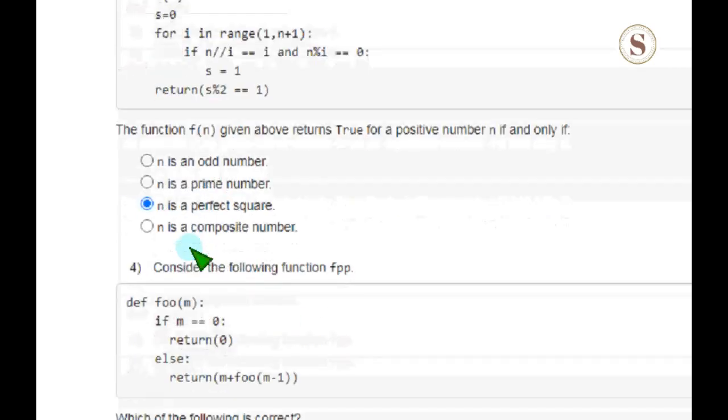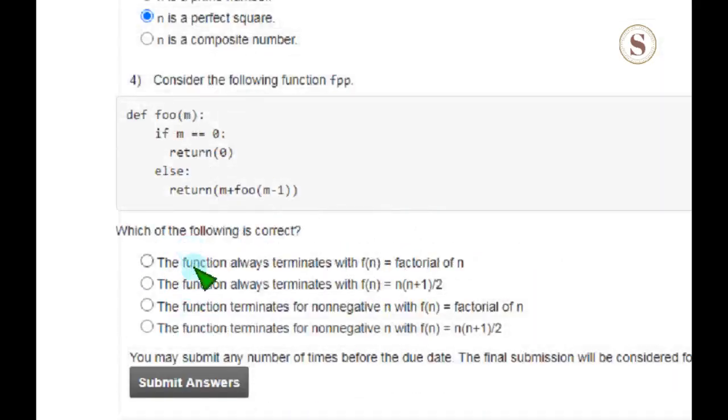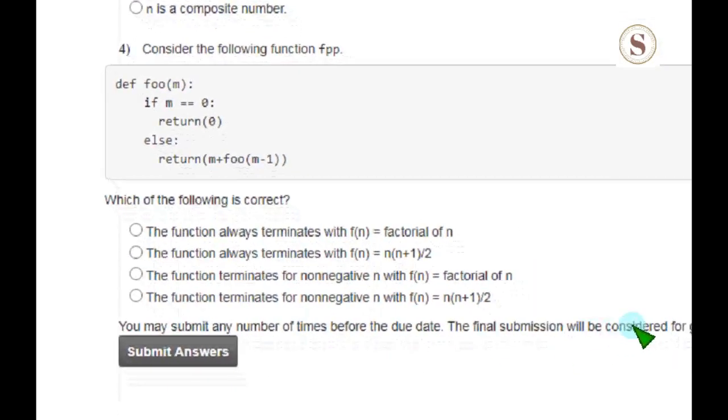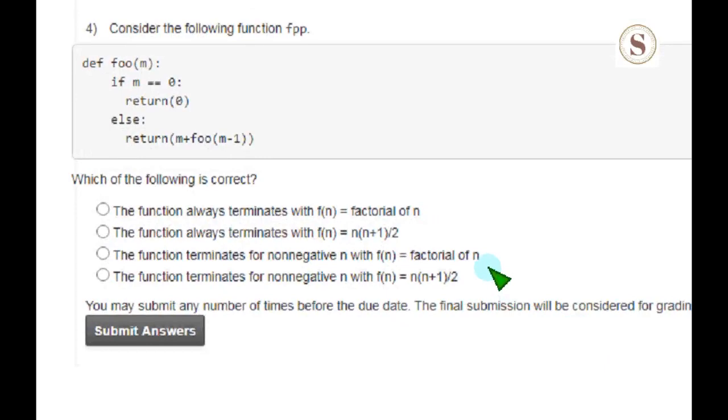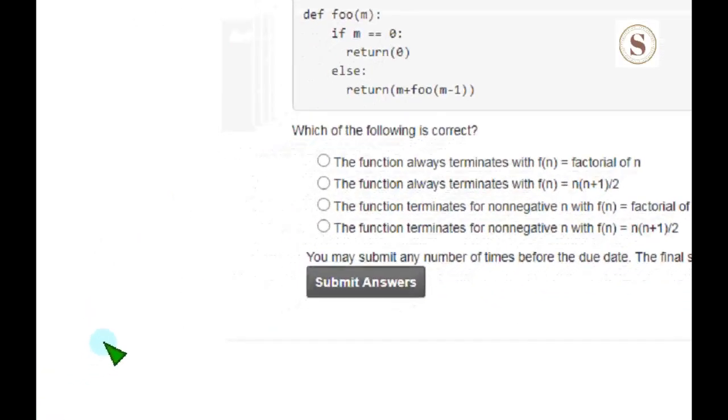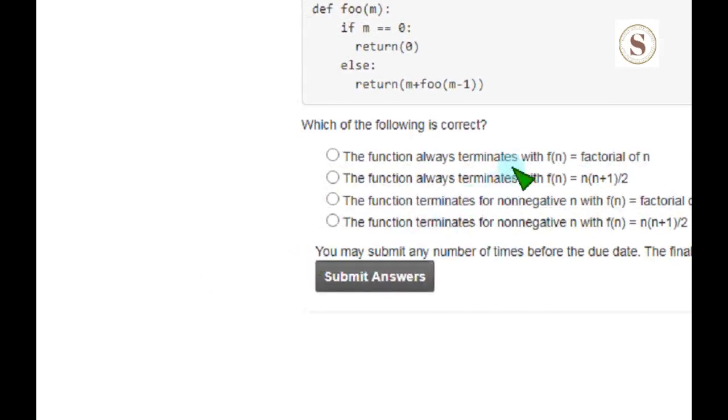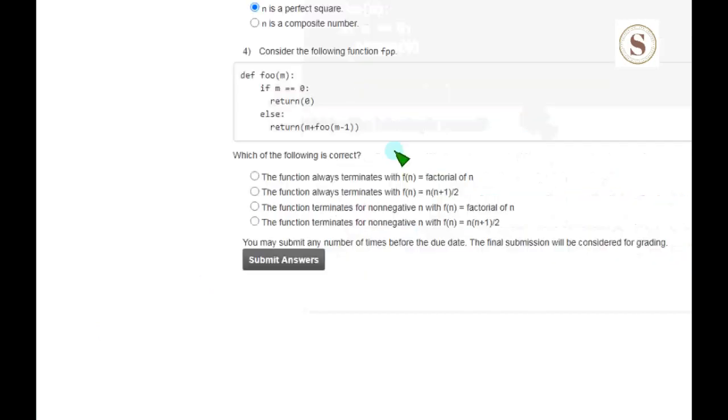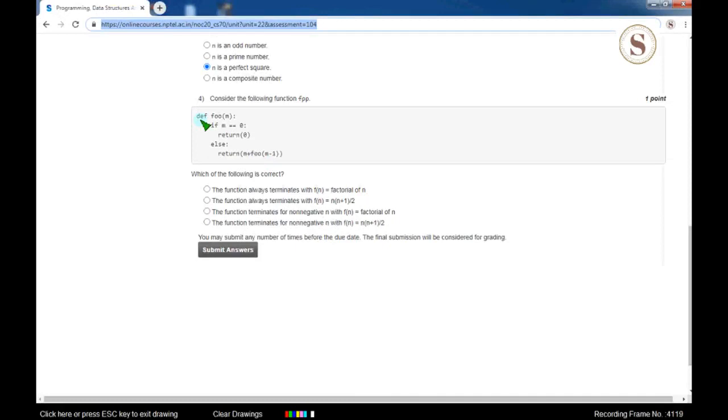And coming to the final question of this week one, that is the fourth question. Consider the following foo. Here the function definition foo of m is given. If m equal to 0, return 0. Else return m plus foo of m minus 1.